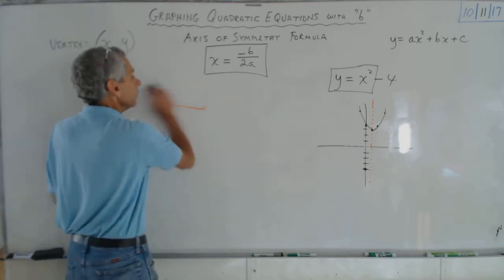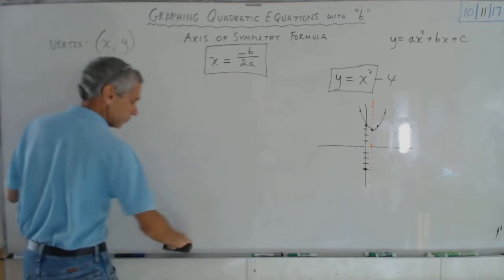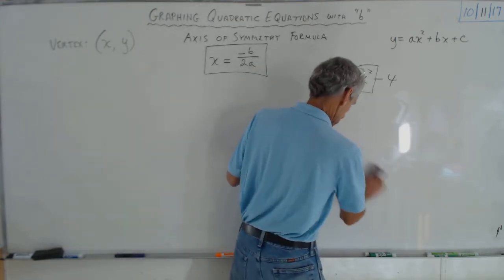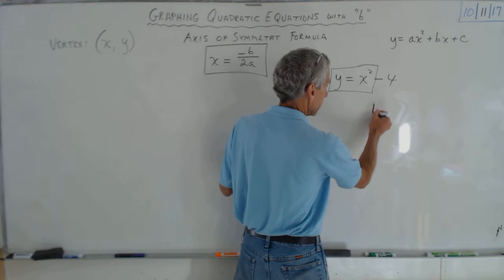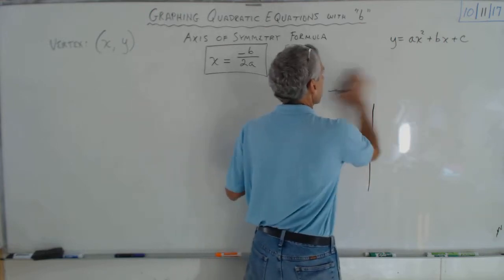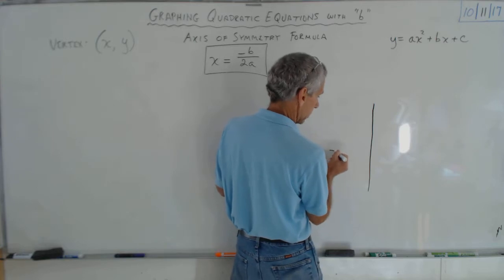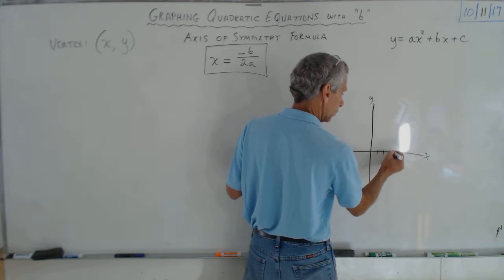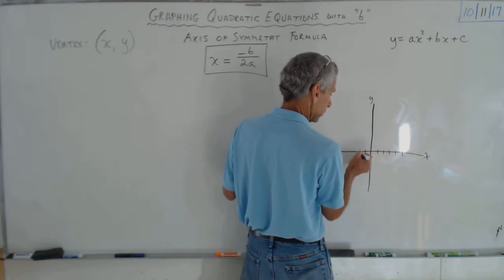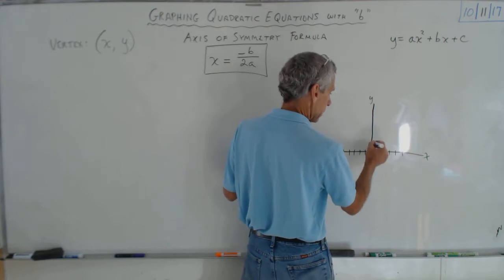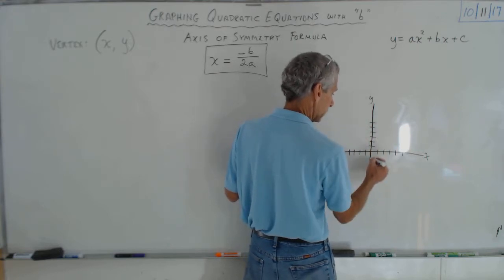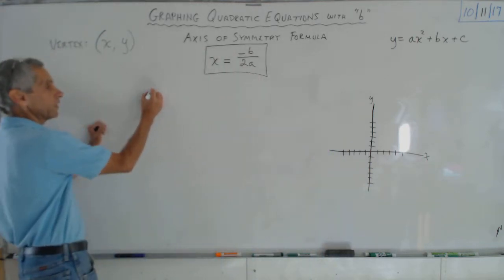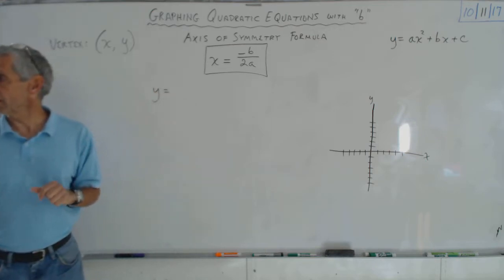Let's try a different one. All right, so let me just get a new graph set up. Get rid of that too. All right, here we go. So this is my y-axis, this is my x-axis, 1, 2, 3, 4, 5, 1, 2, 3, 4, 5. All right, so now we're going to do it just exactly like I want to see you do it on the homework, okay, just so you can see.